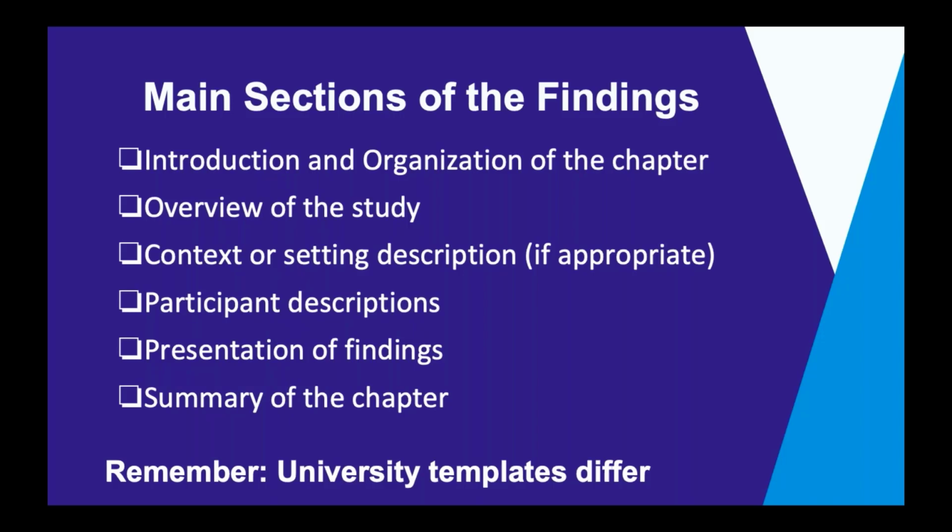The context and setting description, the participant descriptions, and then the presentation of the findings. And normally that comes out in themes for qualitative research, or if we're using grounded theory or narrative, that's going to look a little different. But then we have a summary of the chapter. And just remember that your university templates are important.